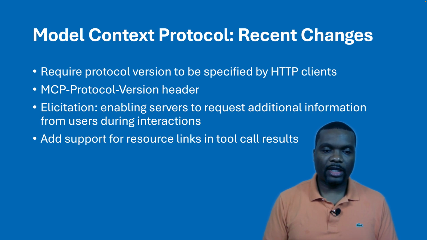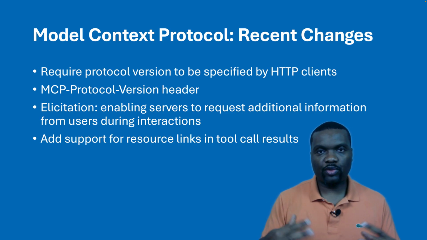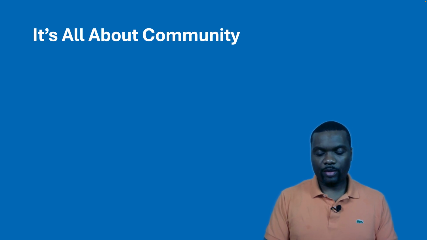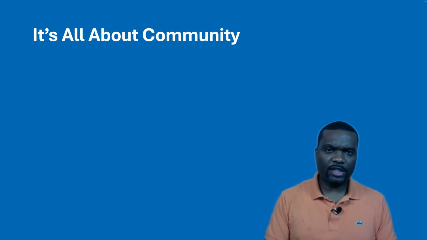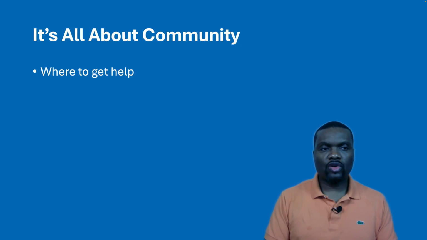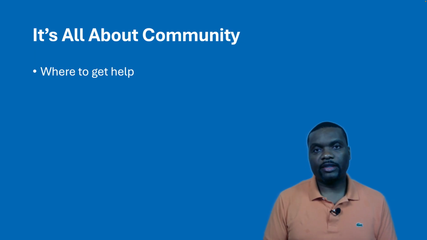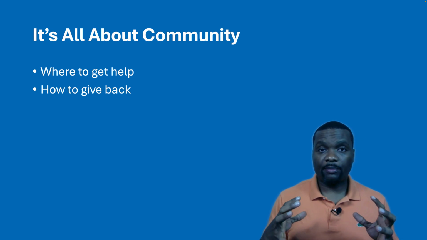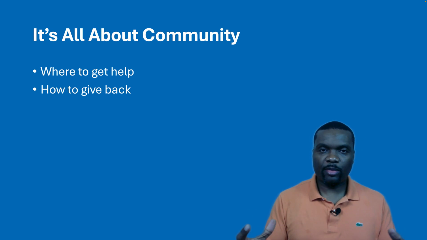So that's one thing that really caught my eye, and I really like that, as well as the elicitation, because it allows for two-way communication where you can get started but then request additional information later on. The next thing I want to cover now is the community. This specification is changing very, very rapidly. So if you are confused about anything, I want to show you where you can receive the help that you need. If you are a part of the community and you're using this, everybody has to give back.